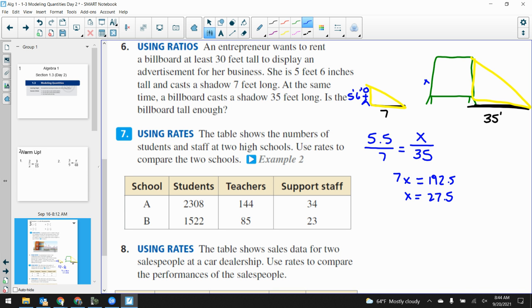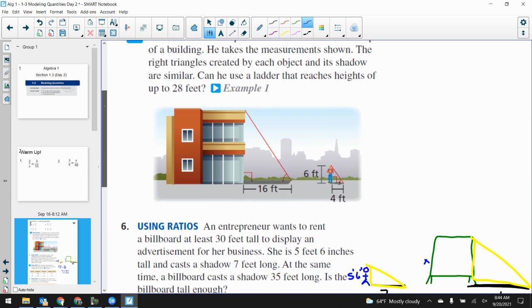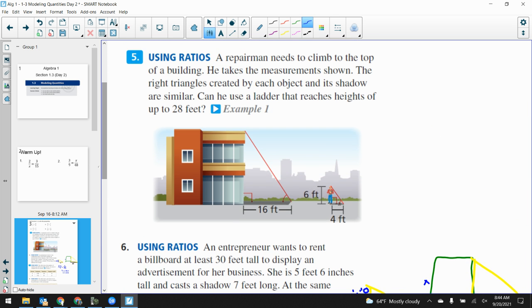What other questions? Yeah? Number 5. Same type of thing here, right? Okay, a repairman needs to climb to the top of a building. He takes his measurements as shown. So we create our two triangles here. We see them in the diagram. I don't need to change any sort of dimension because I've only got feet and I don't have any inches here. I'm good. So what proportion did you create?